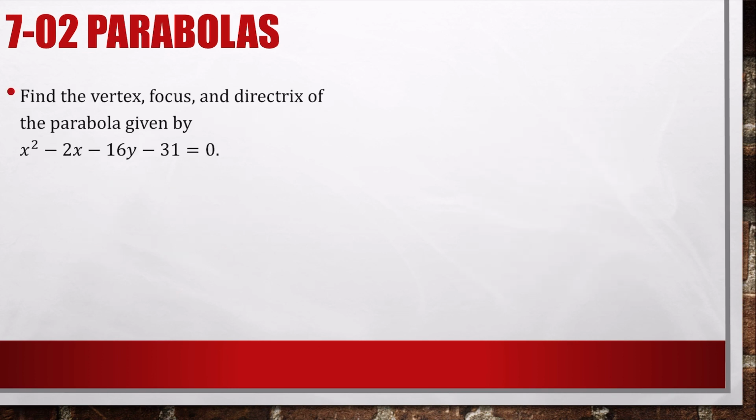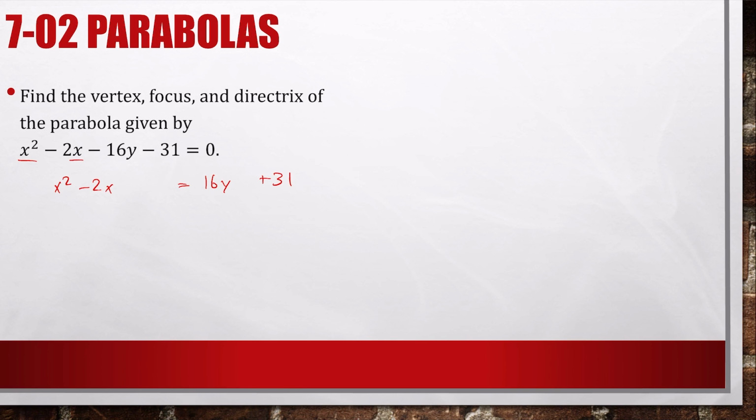Let's find the vertex, focus, and directrix of a parabola where we have both x squareds and x's. So it's not going to be easy just to write it as (x minus h) squared. What we actually have to do is complete the square. So let's go ahead and start getting it into standard form. Let's move the y's to the other side with the 31.